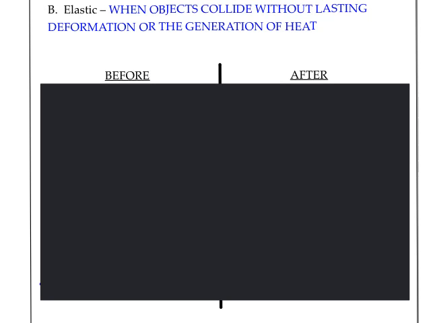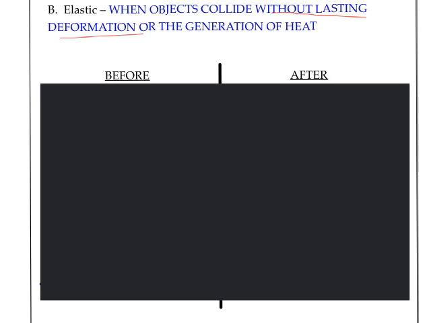The second type of collision is called elastic collision, and this occurs when the objects collide without lasting deformation or the generation of heat. Now this phrase, without lasting deformation, means that the object might be able to squish a little. So if you were to throw a bouncy ball on the floor, it will compress just a little bit, but once that collision has occurred, it's going to return back to its original shape. Also, there's no generation of heat, so we're not having any sort of friction or anything like that that's going to occur with an elastic collision.